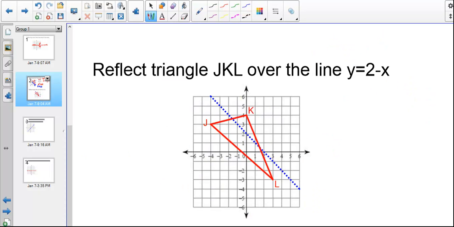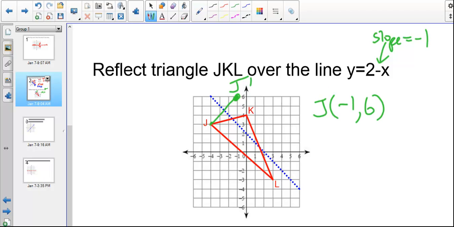This time we have a line y equals 2 minus x, which means my slope right here is negative 1, not 1. So for each one of these points, I need to travel with a slope of positive 1 to reflect. So my point J, I need to travel at a slope of positive 1, which is going to put me right up here with the same distance. And so my J prime is equal to the point (-1, 6).